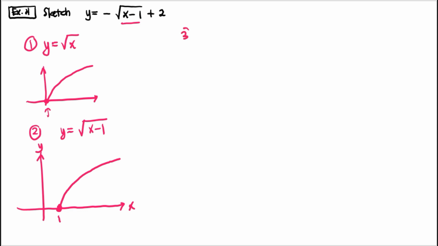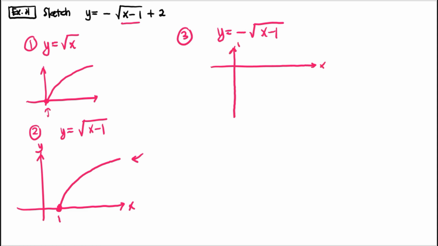In the third step, I'm going to reflect about the x-axis, because I'm going to draw the negative of the square root of x minus 1. So this graph will be reflected about the x-axis. This is x and this is y. It starts at 1. Now reflected about the x-axis, it will be something like this. So this is our negative of the square root of x minus 1.